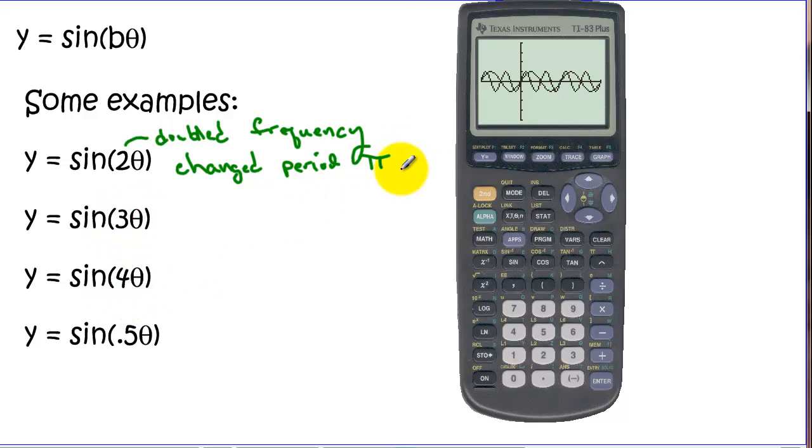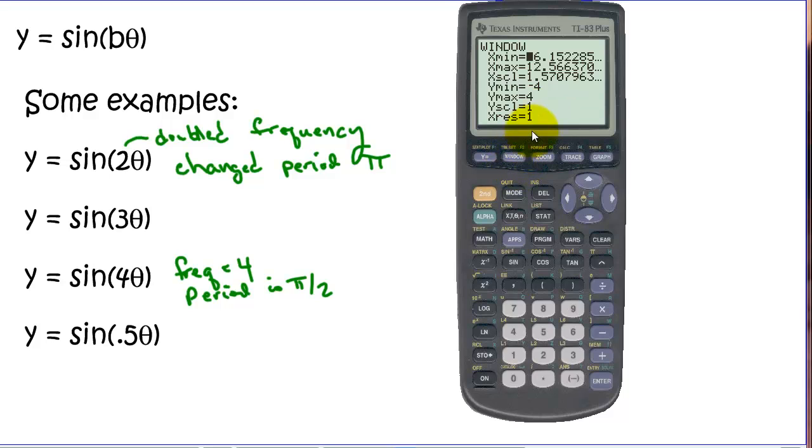3 is going to be a little hard to see. Let's look at 4. So let's change this to 4. Remember, this is 2 pi here. 1, 2, 3, 4. So we got 4 of those patterns. So now our frequency was 4. And our period is pi over 2.